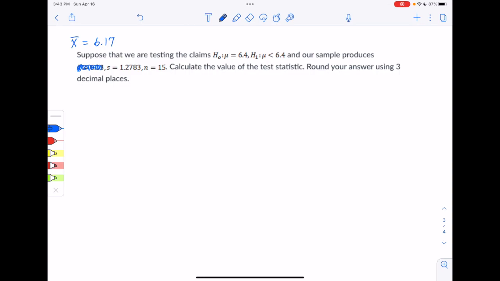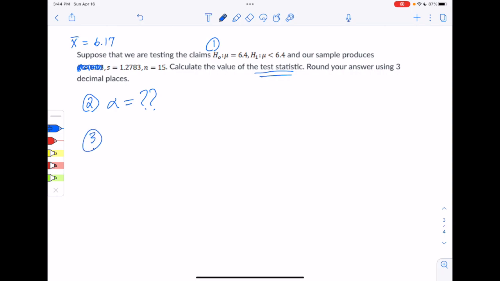So test stat, which is what they want us to find, is step 3. But step 1 would be to write the null and alternative hypothesis. Those are already done. Step 2 would be to write down alpha, and we don't have that here, but we don't need it for step 3 or 4 anyway. So let's get into step 3, which is the test stat.